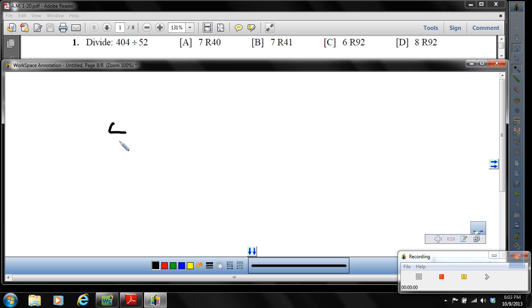And in this case, we're going to use the bracket format. We have 404 divided by 52. So we put our dividend inside the bracket. We put our divisor on the outside.